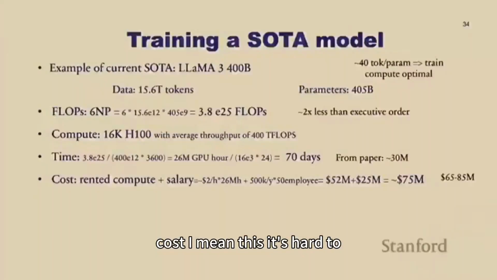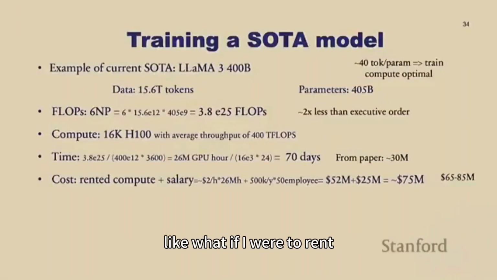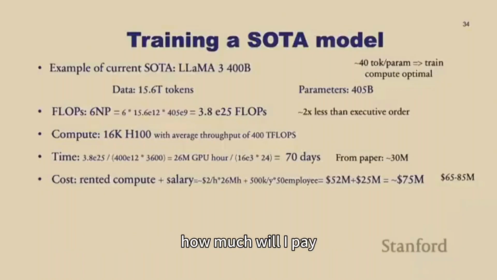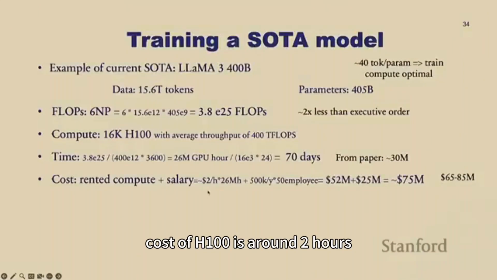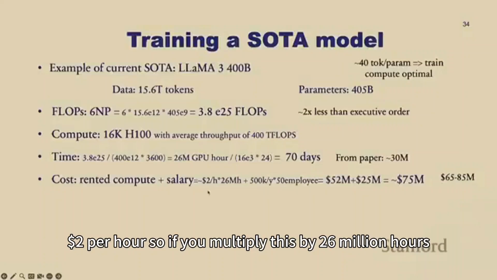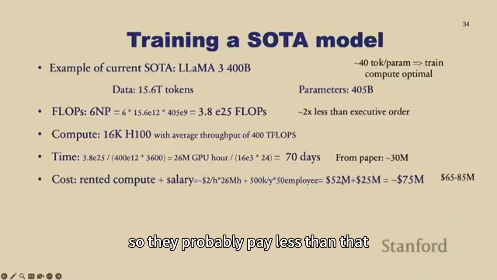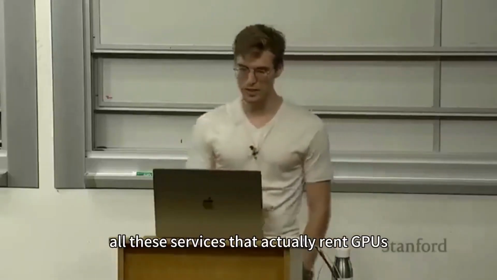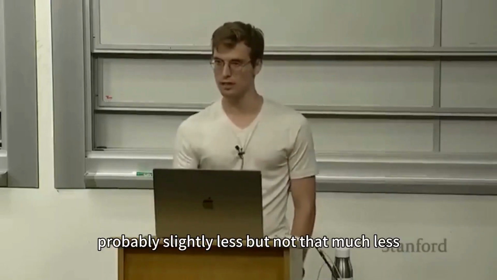Cost. It's hard to approximate, but I'm just going to say it's kind of the rent. What if I were to rent that many H100s for that many days? How much would I pay? A lower bound on the renting cost of an H100 is around $2 per hour. So if you multiply this by 26 million hours, you get $52 million. They probably pay less than that, but not actually much less, because all these services that rent GPUs don't make that much money. So it's probably slightly less, but not that much less.